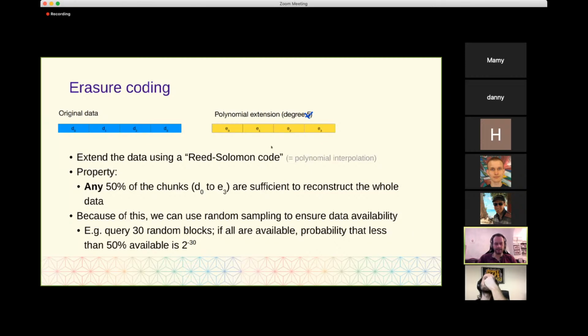And so now we have changed the game. Basically now we only need to be sure that 50% of the data is available rather than that everything's available. Because if 50% of the extended data is available, then that's enough, right? And now that problem you can solve using random sampling. You've converted it into a problem that random sampling can do, because if you take 30 samples, and all of them are available, then the probability that less than 50% is available is very, very low.